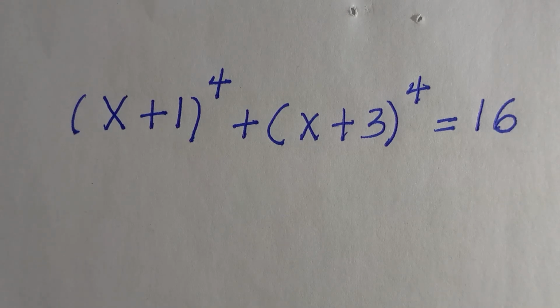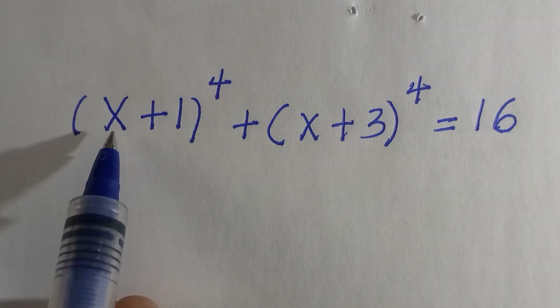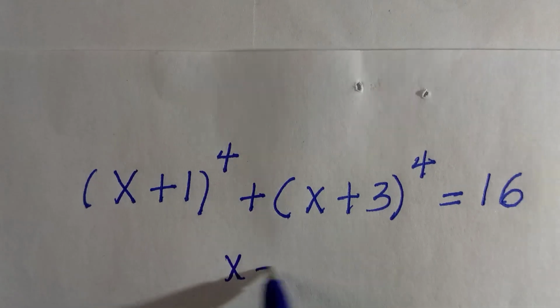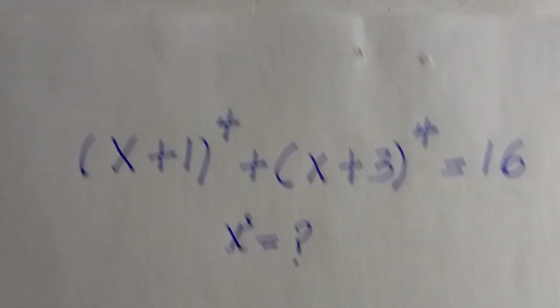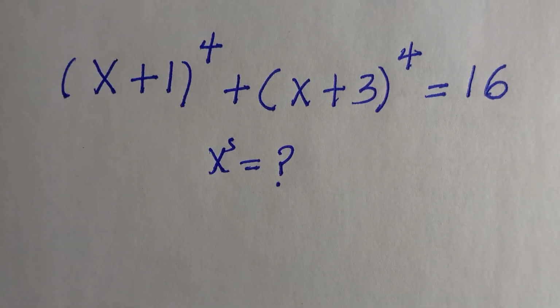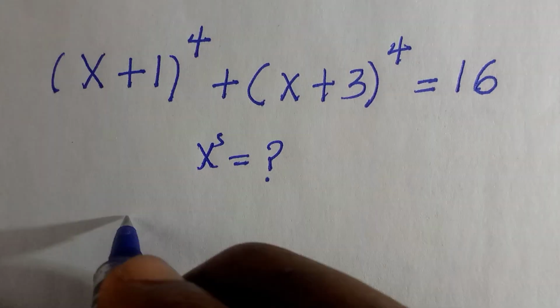Welcome to another video. Here is a quartic equation: (x + 1)^4 + (x + 3)^4 = 16, and we're asked to calculate just x. But there is no ordinary x, so we have to find x. That is, we have to get 4x. And to do that, we are going to use this short trick, and let's get started.